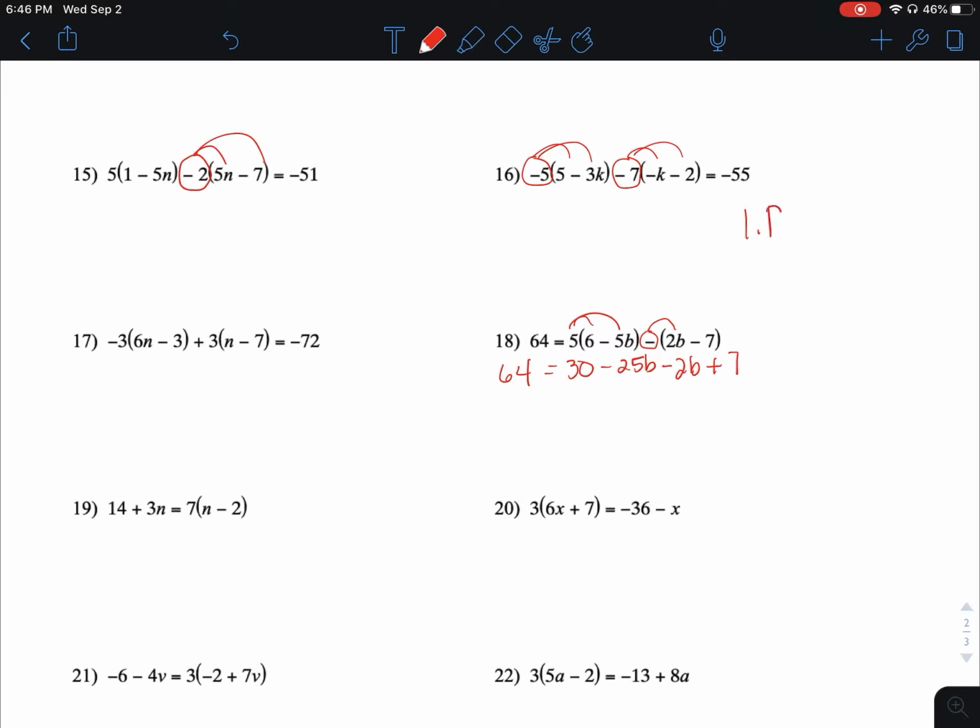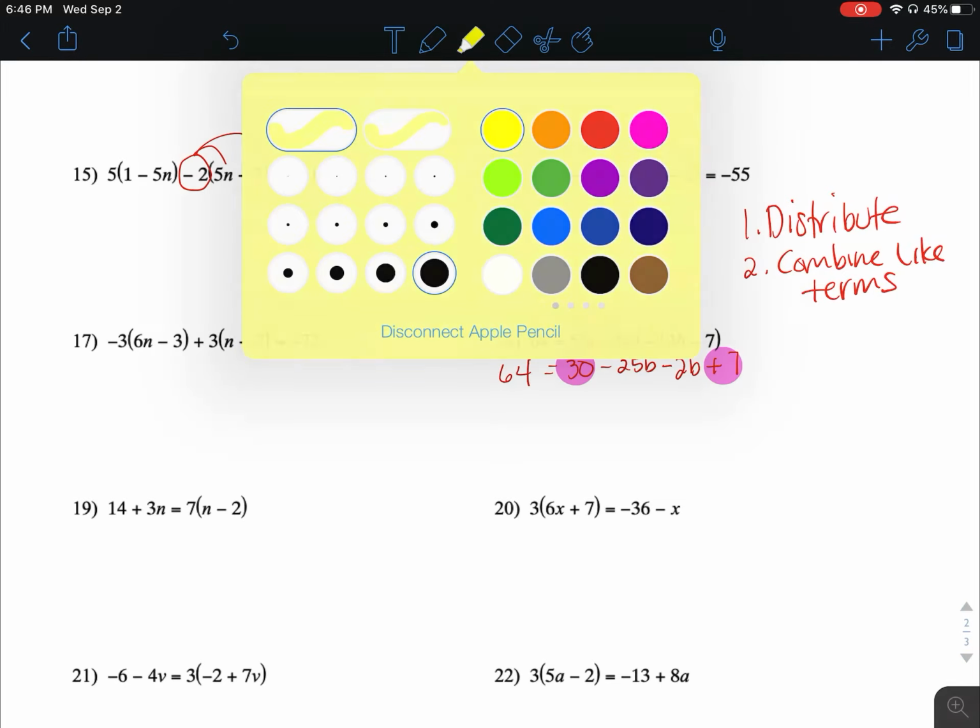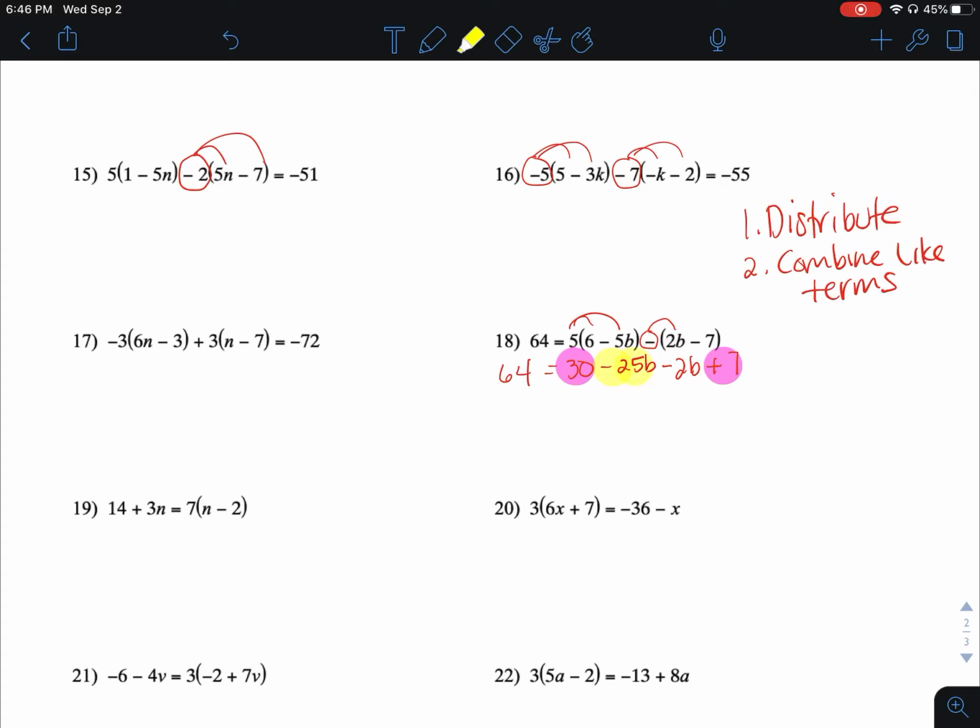So the first thing I did was distribute. The second thing we're going to do is combine like terms. It's exactly what it sounds like, the terms that look alike we put together. If we look at this, we've got 30 here, and we also have a plus 7 here. Those are numbers without any letters. And then we have a -25b and a -2b, so we can put those together. So 30 plus 7 gives me 37. -25 minus 2 is going to give me a -27b.